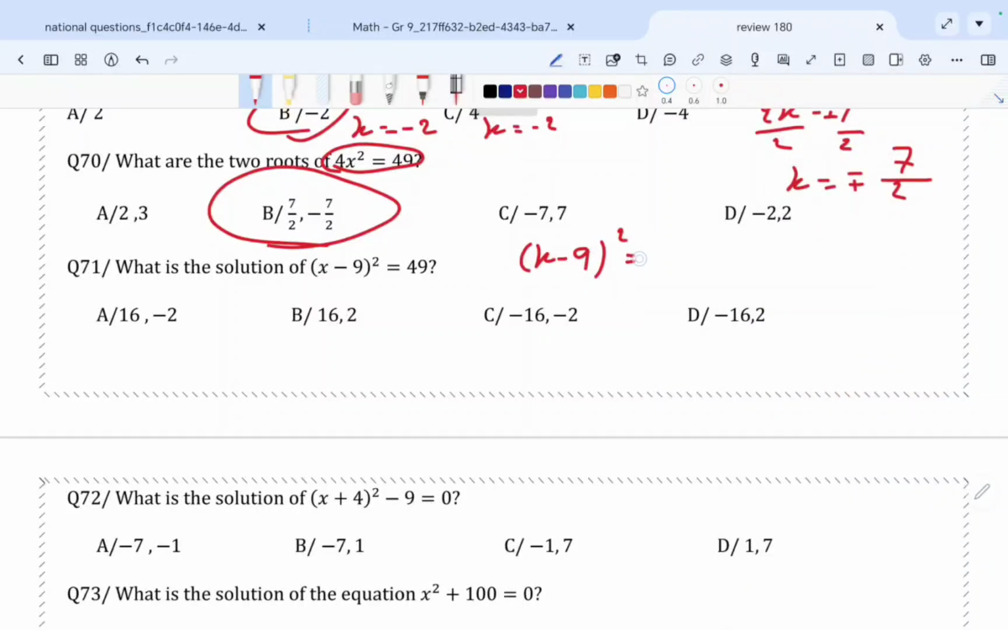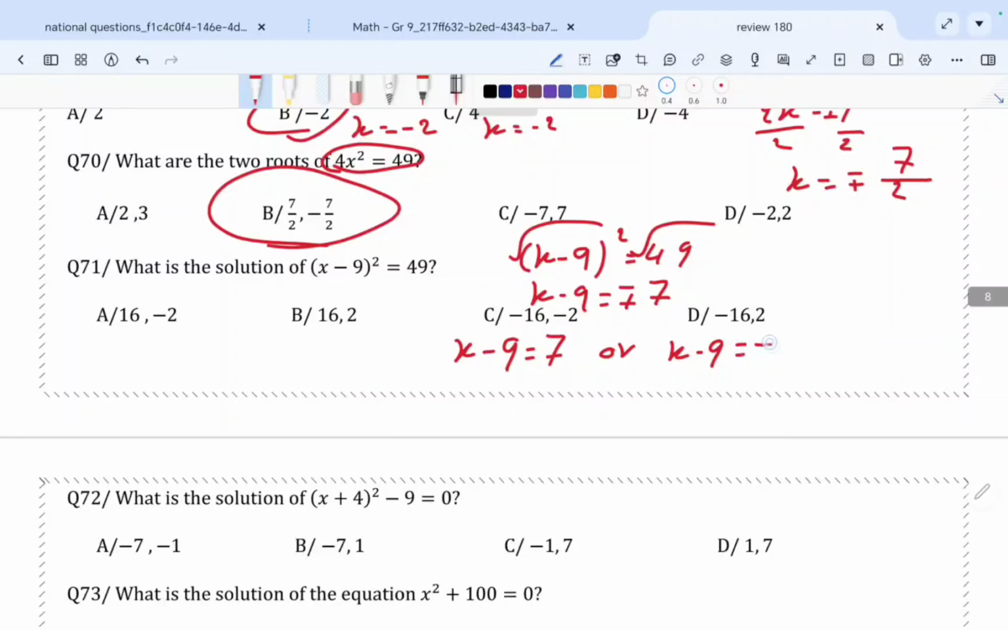(x - 9)^2 = 49. So x - 9 equals, taking the square root of each side, positive or negative 7. x - 9 = 7, or x - 9 = -7. Move 9 to the other side: 7 + 9, x = 16.